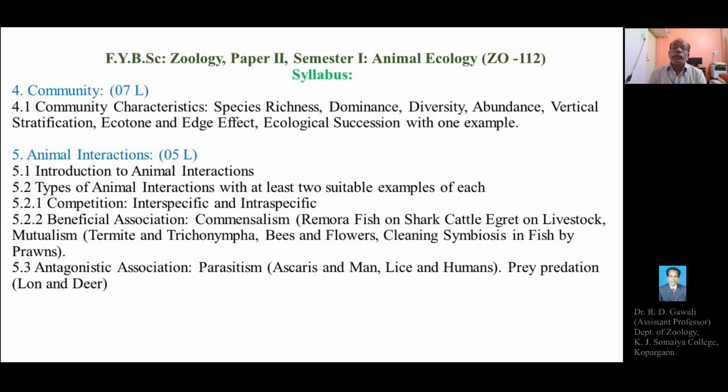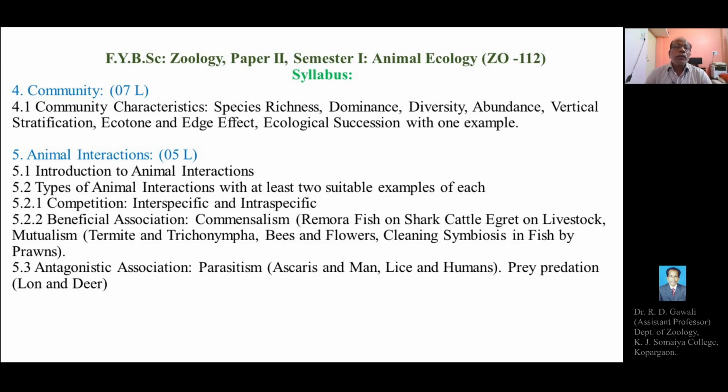Last time we have completed three topics of animal ecology. Now today we are going to continue with the same paper, FYBSc Zoology, paper second semester 1, Animal Ecology, ZO 112. Today we are going to begin with the fourth topic from the same course, Animal Ecology, that is community.